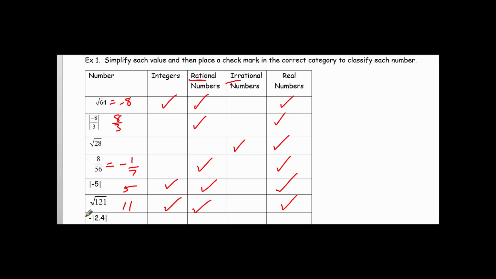How about 2.4? First off, this is a negative 2.4, because the absolute value of a positive 2.4 is positive 2.4, and then you toss a negative symbol out. Integers do not have decimals, do not have fractions. So it's not an integer, it's a rational number. Rational numbers count all decimals and fractions. Can't be irrational, it's got to be real.